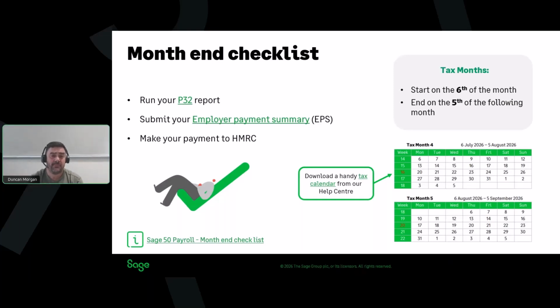Now, one important thing to keep in mind is that tax months aren't the same as calendar months. So they start on the 6th day of the month and end on the 5th day of the following month. So always make sure you've completed all pay runs for pay dates within the tax month before you complete these month-end steps. So if you pay monthly, pretty straightforward. If you pay weekly, just be aware that your last weekly pay date might be in the following calendar month.